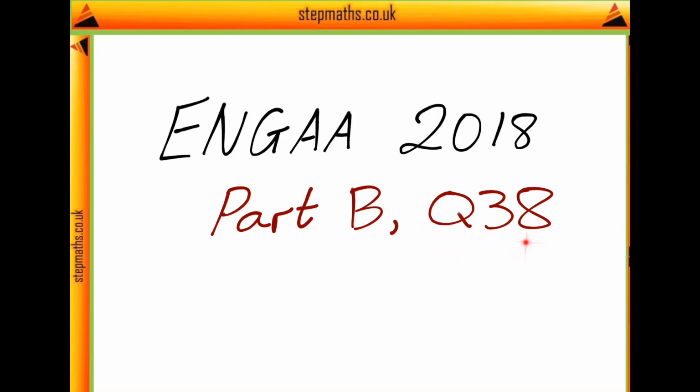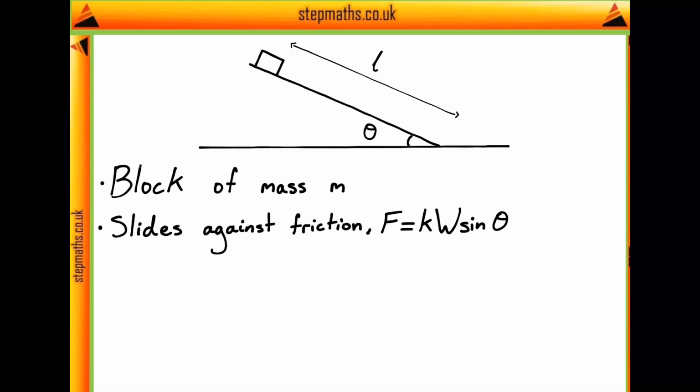Here we're going to be looking at question 38 of the ENGAA 2018 paper. In this question, we're given the following scenario. We have a block on an angled slope at an angle theta, a distance L along the slope from the ground. We're told that our block has a mass m and that there's a frictional force acting against the block sliding, given by F equals K W sine theta, where W is the weight of the block.